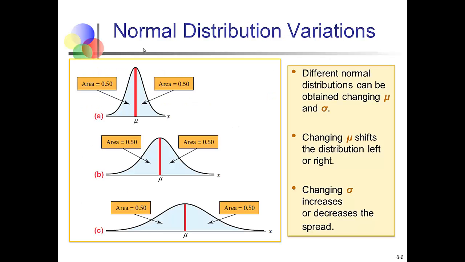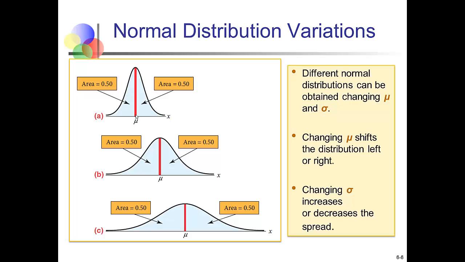There are actually infinitely many normal probability distributions. Those distributions depend on mu and sigma. If we change mu, we get a new normal distribution. If we change sigma, we get a different normal distribution.